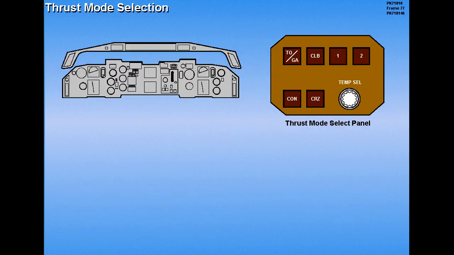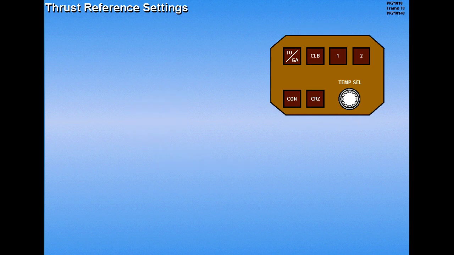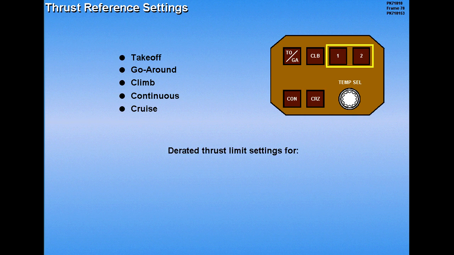Thrust modes are selected manually from the Thrust Mode Select panel, located on the center instrument panel. Thrust modes can also be automatically selected by the FMC when VNAV is engaged. Selectable thrust limit settings are takeoff, go-around, climb, continuous, and cruise. Derated thrust limit settings for takeoff and climb may also be selected.